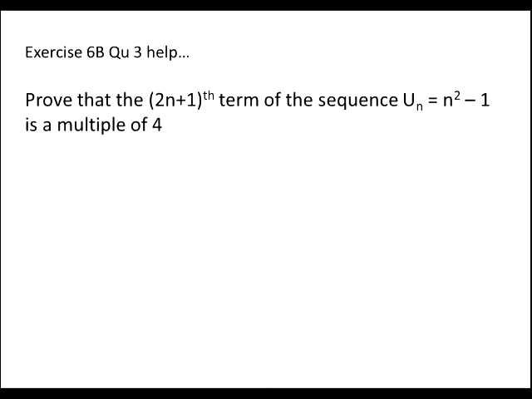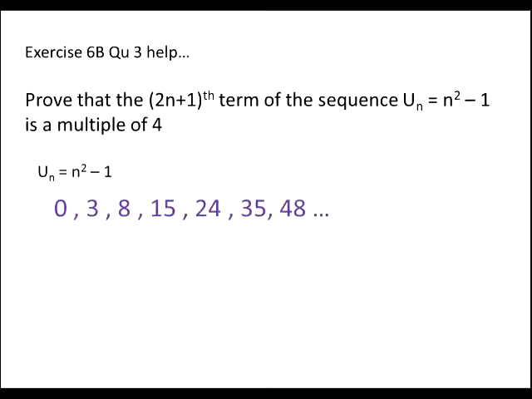So here it says prove, and this is the book that we're using at the top here, exercise 6b, question 3. If you're using the same C1 books, then great. But prove that the 2n plus 1th term of the sequence un is n squared minus 1 is a multiple of 4. That is horrendous when you first see it. But let's try and break it down.